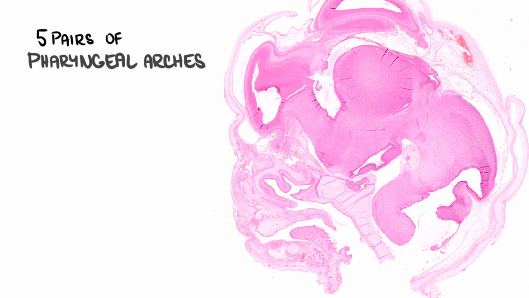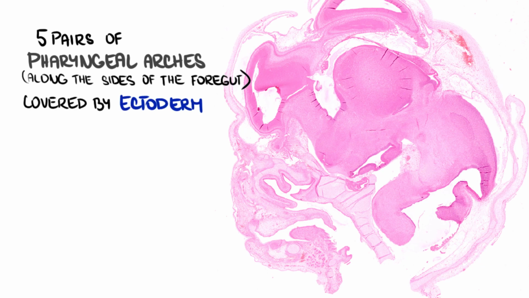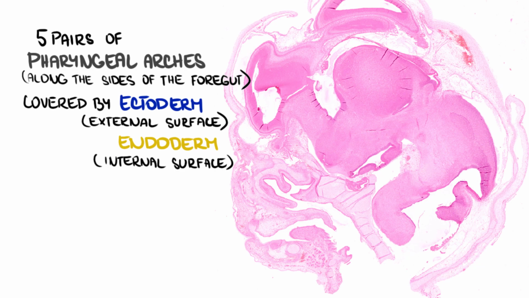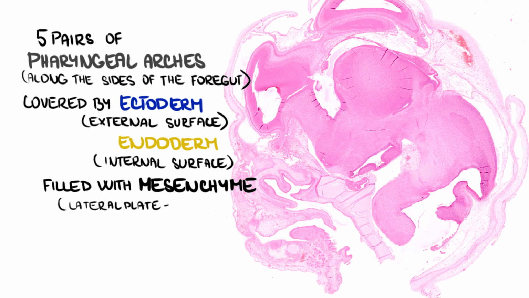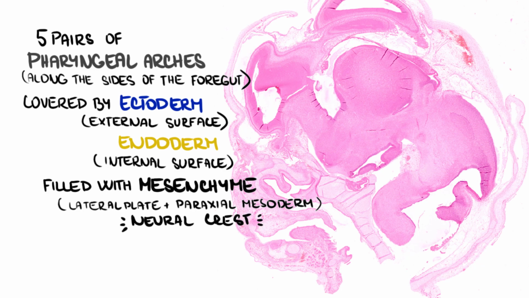Let's have a look at how the facial area is formed first, before we get to the developing brain, which takes up most of the slide. In humans, 5 pairs of pharyngeal arches are formed along the sides of the foregut. Pharyngeal arches are covered by ectoderm on their external surface and endoderm on the internal surface. They are filled with mesenchyme, which is derived from the mesoderm of the lateral plate and the paraxial mesoderm, or predominantly in the head area from the neural crest. Mesenchyme derived from the neural crest is called ectomesenchyme.